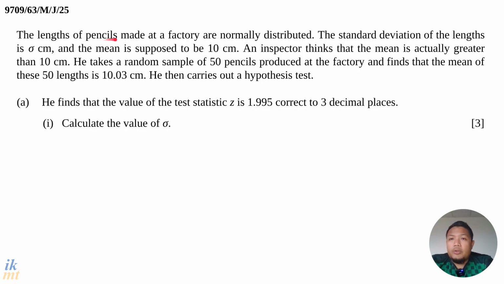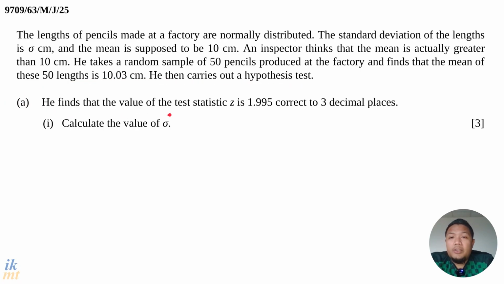The lengths of pencils made at a factory are normally distributed. The standard deviation of the lengths is sigma cm and the mean is supposed to be 10 cm. An inspector thinks that the mean is actually greater than 10 cm. He takes a random sample of 50 pencils produced at the factory and finds that the mean of these 50 lengths is 10.03 cm. He then carries out a hypothesis test. I still stumble upon that word. Hypothesis test.